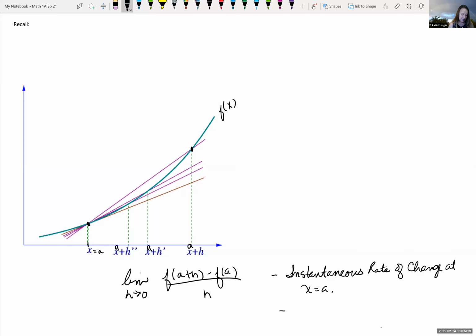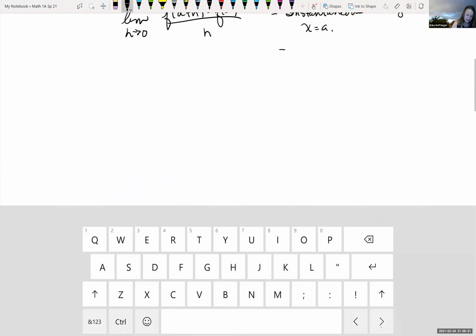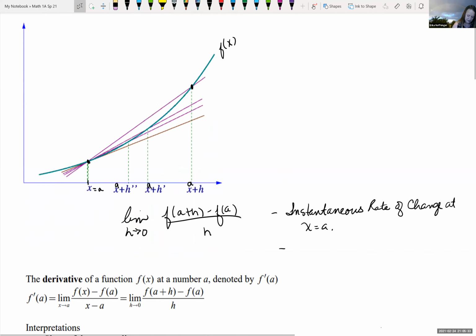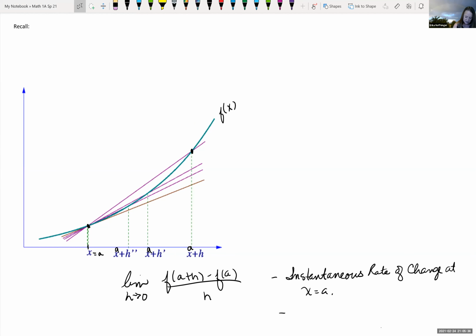We also could say, we can also say that this is the slope of the tangent line at x equals a.